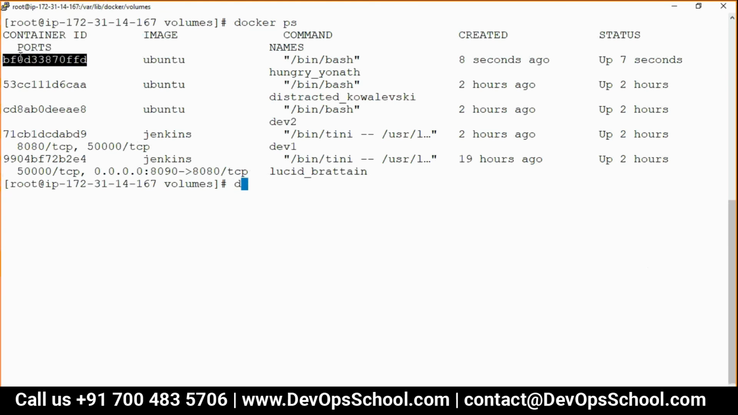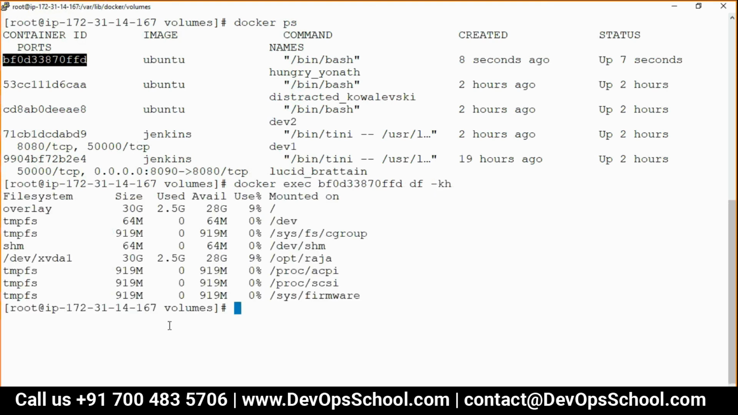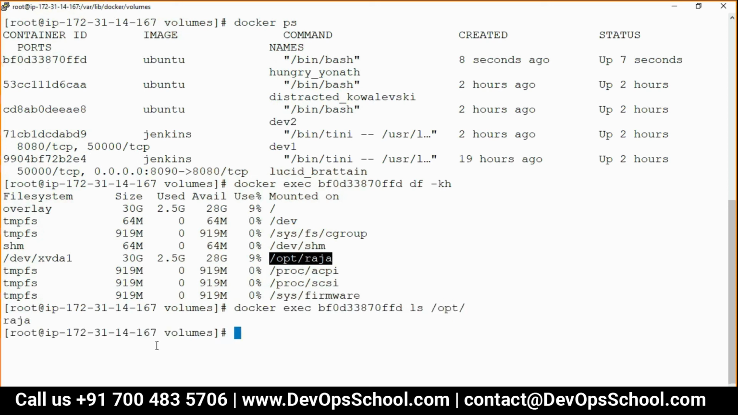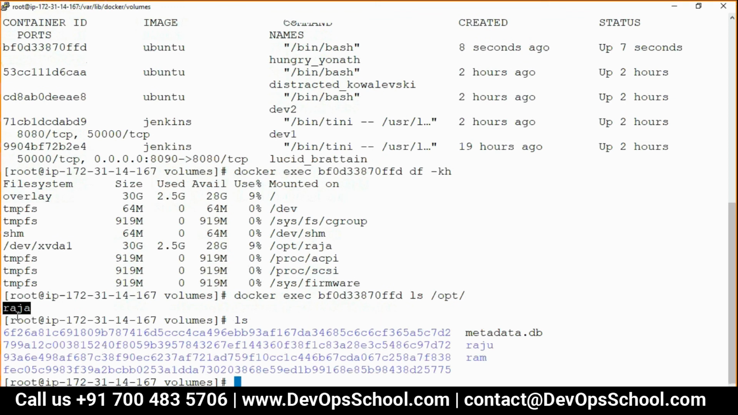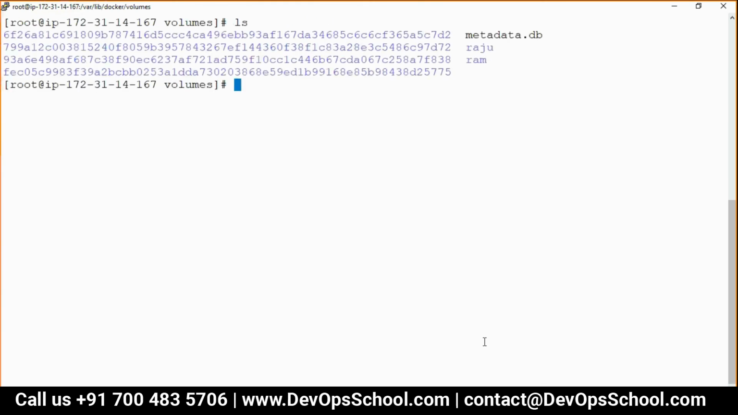Can I list out this? Docker exec. You can go inside that and run the command also, but I don't feel like doing it because it's easier. df -kh. See here, Raja. Can you see that? ls /opt/Raja. Can I write something in the Raja? Go to the Raju. Raju is a volume name which I mapped.